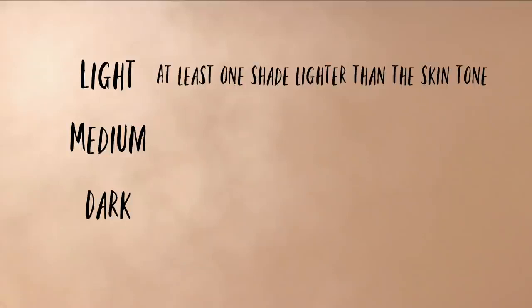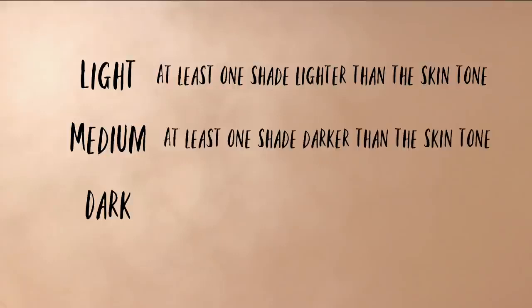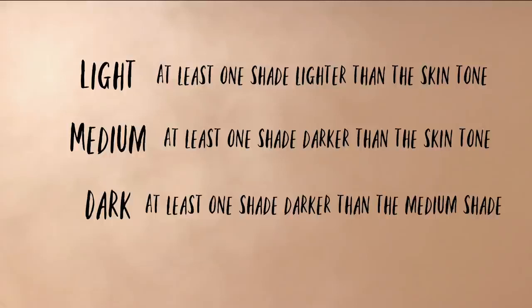For this, I use 3 eyeshadows: a light, a medium, and a dark. Now you want to customize this to work for you. The light shade should be at least 1 shade lighter than your skin tone. The medium shade is at least 1 shade darker than your skin tone. And the dark shade is at least 1 shade darker than the medium.